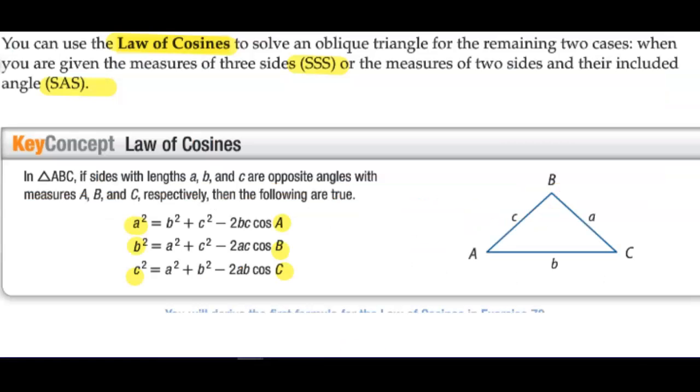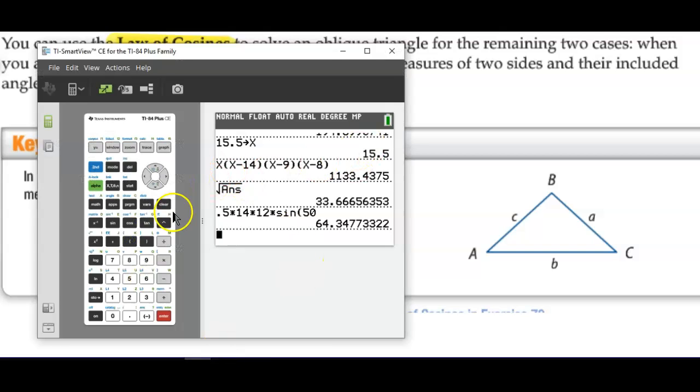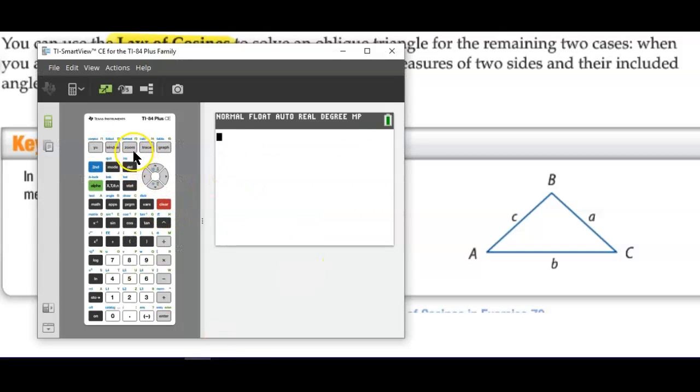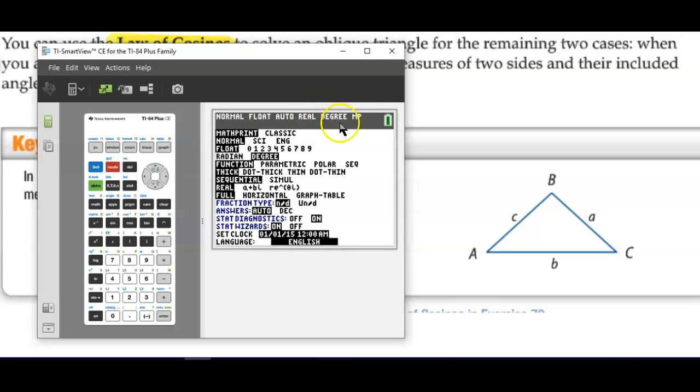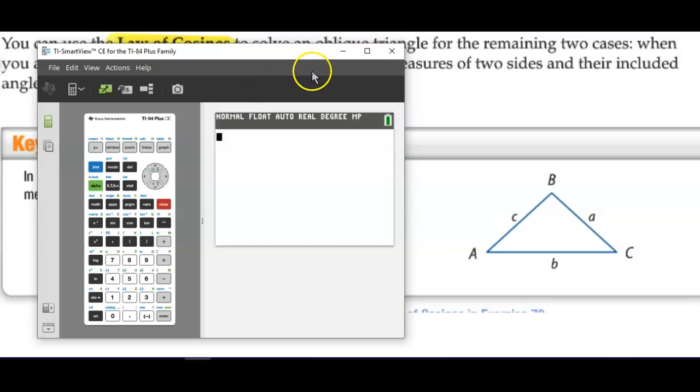Again, make sure your calculator is in degrees, not radians today. So go to mode, make sure it says degrees here. All right.